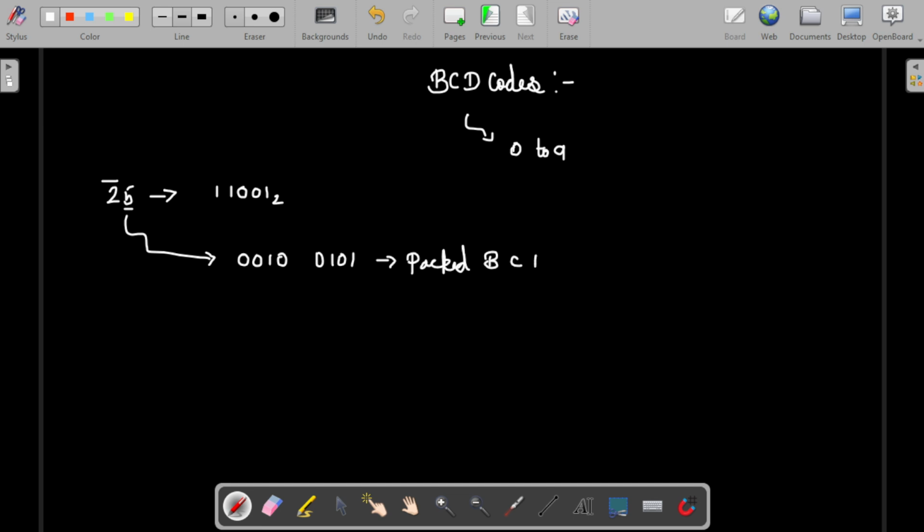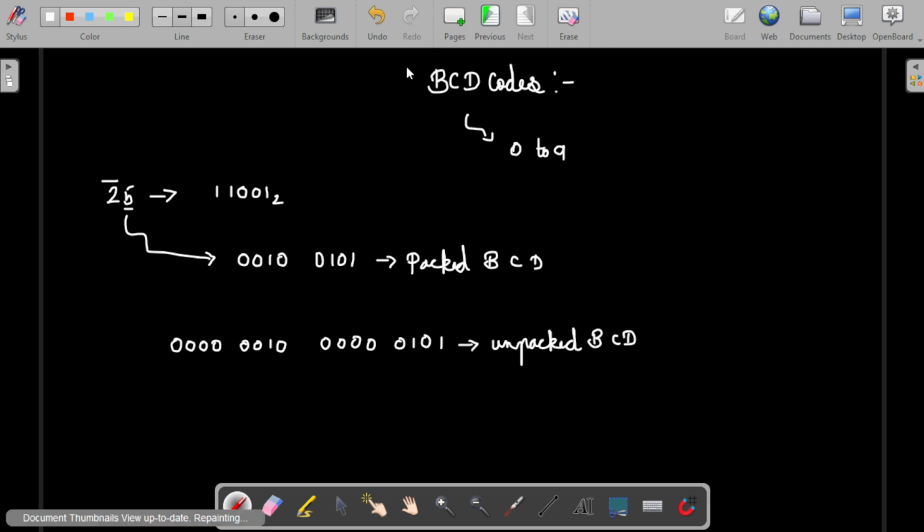If we want to make it unpacked, each digit needs to be represented in 8 bits. For example, this one needs to be represented as 00000010, and then this one as 00000101. So this is called unpacked BCD. These are things that may be asked about packed and unpacked BCDs, so you guys need to know all the differences. This is the difference from the normal representation.